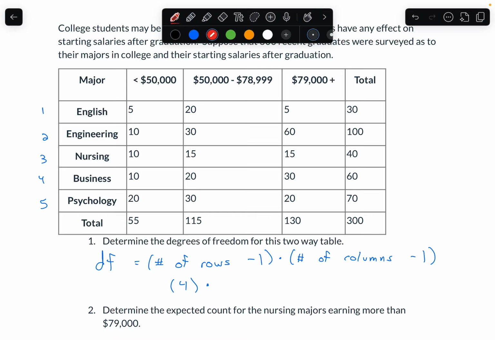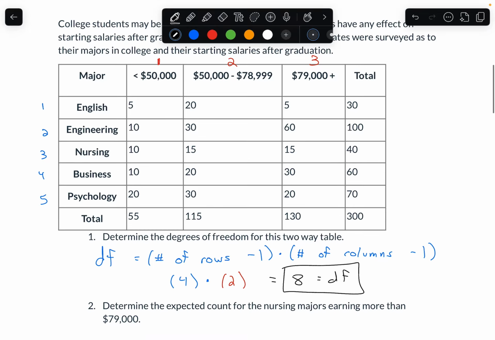I'm going to do that in red. We've got 1, 2, 3 columns right here. Again, we're not counting the total row and column. We only want to include where that data is. So in this case, we've got 3 minus 1, which is 2. 4 times 2, of course, gives me 8 degrees of freedom. So my degrees of freedom in this table is 8. If I was going to calculate the p-value by hand, this is something that we would certainly be interested in. This is something that would matter a great deal for us.